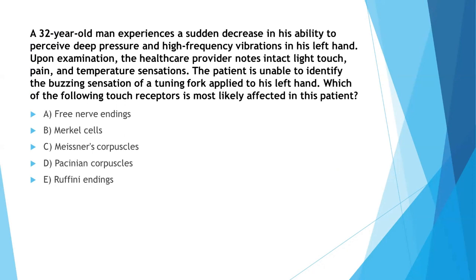Now let's talk about one more question about the receptors. Which of the following touch receptors is most likely affected in this patient? A 32-year-old man experiences a sudden decrease in his ability to perceive deep pressure and high frequency vibrations in his left hand. Upon examination, the healthcare provider notes intact light touch, pain, and temperature sensations. The patient is unable to identify the buzzing sensation of a tuning fork applied to his left hand. Which of the following touch receptors is most likely affected? Free nerve endings, Merkel cells, Meissner's corpuscles, Pacinian corpuscles, or Ruffini endings.